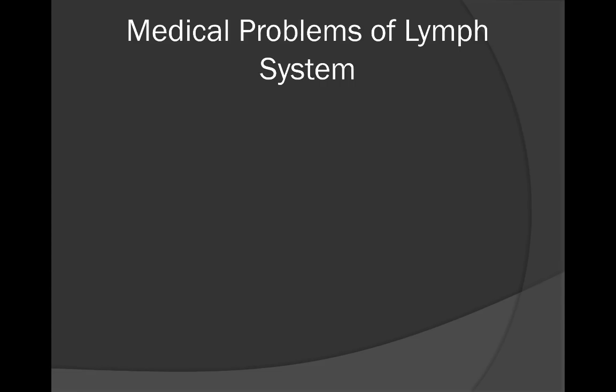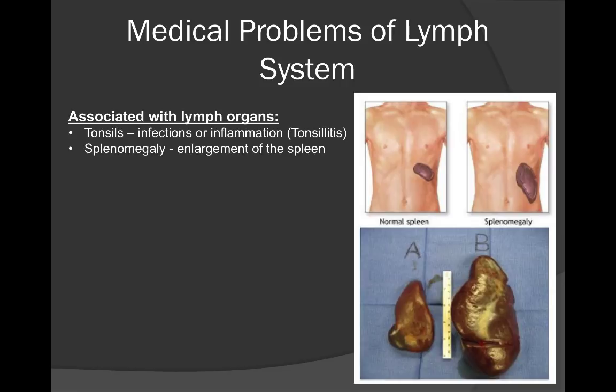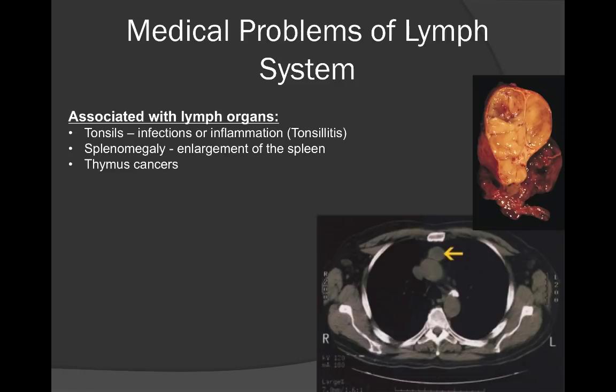Many problems can occur in the lymphatic system, and those problems can lead to various medical conditions. Some pathologies associated with the lymph organs are tonsillitis or tonsil infections. In the image to the right, you can see signs of a bacterial infection of the palatine tonsils. Splenomegaly, or enlargement of the spleen. One of the most common causes is infectious mononucleosis, which we learned about back in Lab 2, and the Epstein-Barr virus. Thymus cancers, which you can see on this CT scan by the yellow arrow.